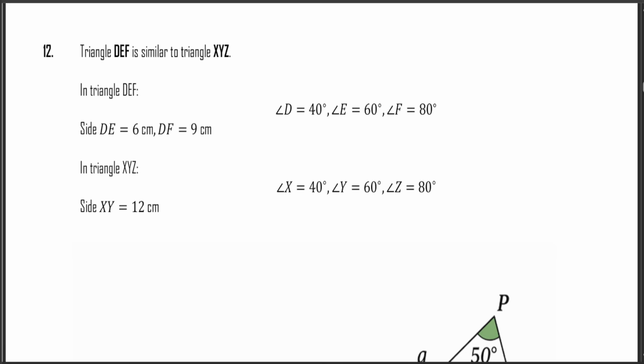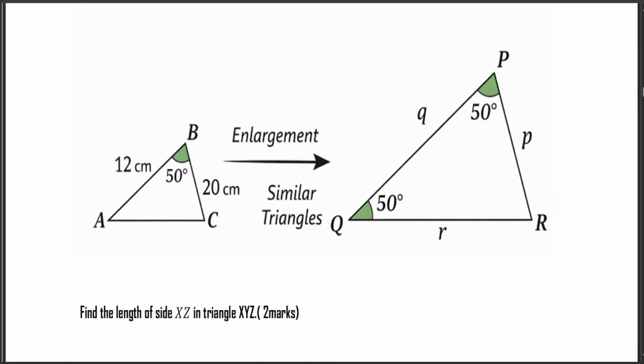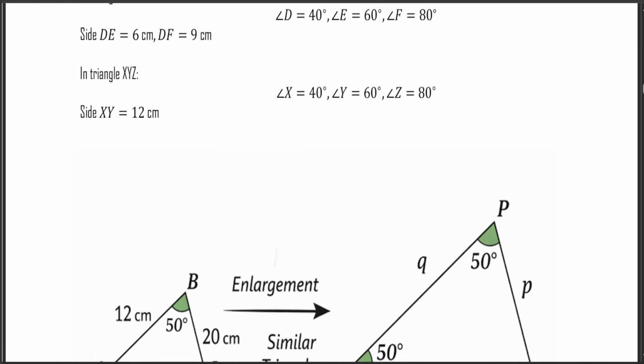Okay, triangle DEF is similar to triangle XYZ. In triangle DEF, side DE is equal to 6 centimeter, DF is equal to 9 centimeter. The angle at D is 40, the angle at E is 60, and the angle at F is 80. Now in triangle XYZ, the side XY is 12 centimeter, the angle at X is 40, the angle at Y is 60, and angle Z is 80. So if you look at it, it validates our statement.